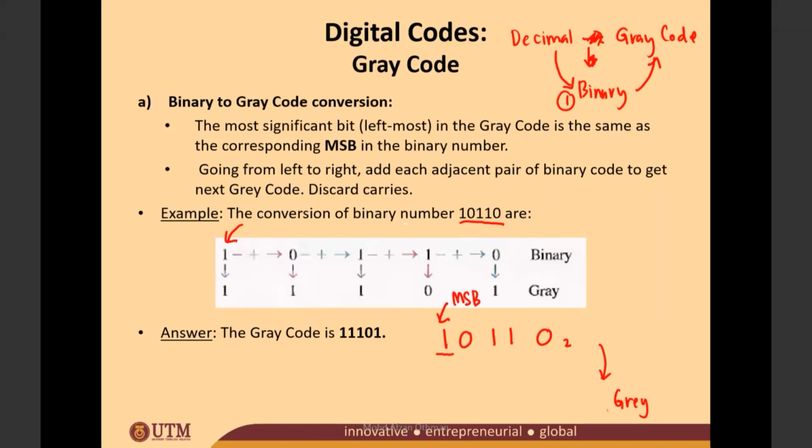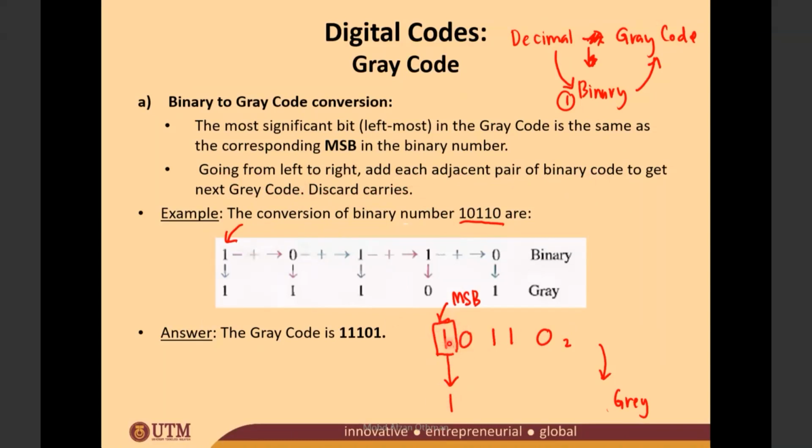Okay, so what you're going to do? Yang ni kamu copy dahulu value dia. Alright. So kamu copy. Contoh kalau nombor kat sini kosong, kamu copy lah kosong. Kalau 1, kamu copy dia sebagai 1. Okay, next. Going from left to the right, daripada kiri ke kanan, add each adjacent pair of binary code to get the next gray code and discard carries. Okay, ini penting. Daripada kiri ke kanan, tambah dia punya adjacent pair.